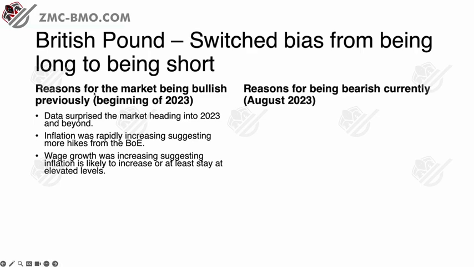Because remember, the data was surprising to the upside and was okay. It wasn't amazing data, but compared to where we were at the end of 22, it was a night and day sort of comparison. And of course, growth data was held in positive territory for some time. For example, GDP data is in positive territory at the moment, but other bits of data as well, like PMI data. We had good data in terms of claimant counts. The unemployment rate was pretty good. So a lot of the growth data and employment data was generally pretty good. And that was a reason why the markets were bullish on the pound.